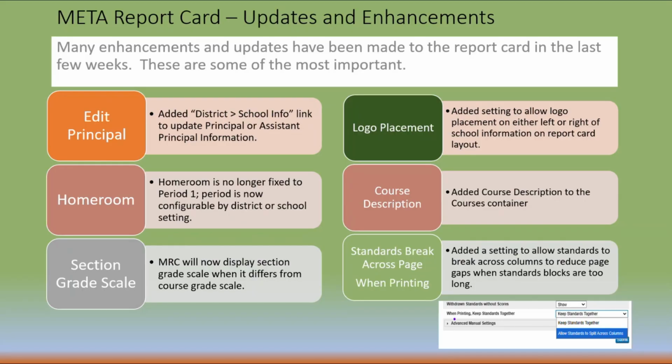We added section grade scale. Kind of not sure why we never did this before. We started talking about it like, why aren't we doing this? If you have a course and one section's grade scale is different than the other sections of that course, for that kid, it should pop up with the grade scale that it's using, not just the course. So it now uses the section. If there's no section, if it's not different, it uses the course grade scale.